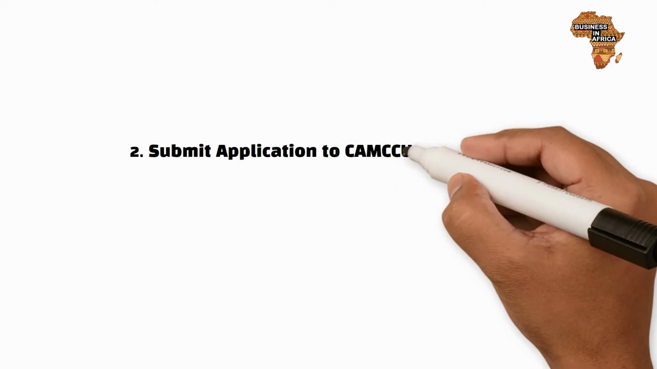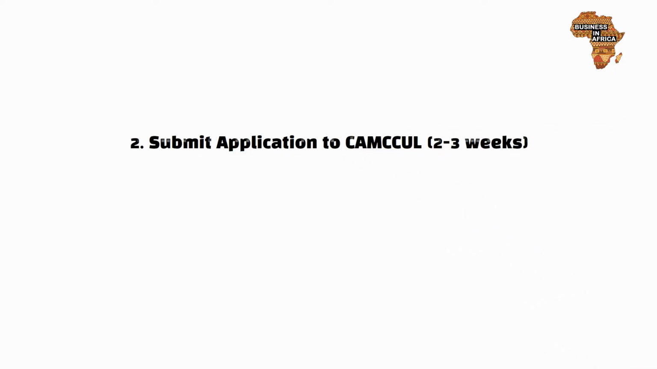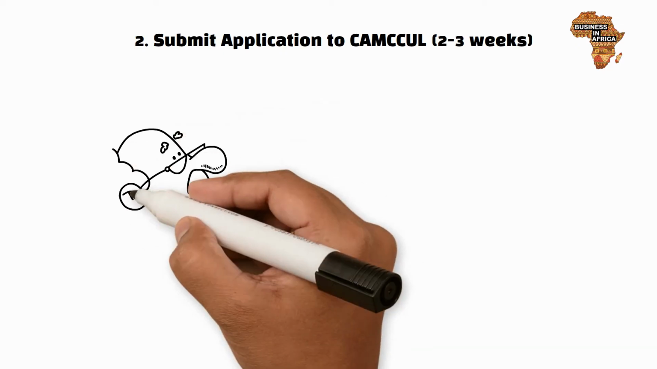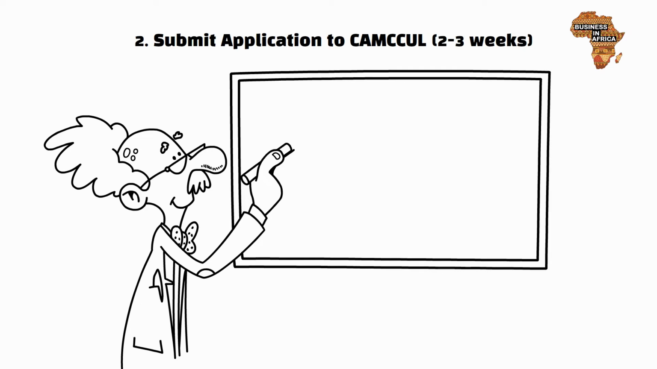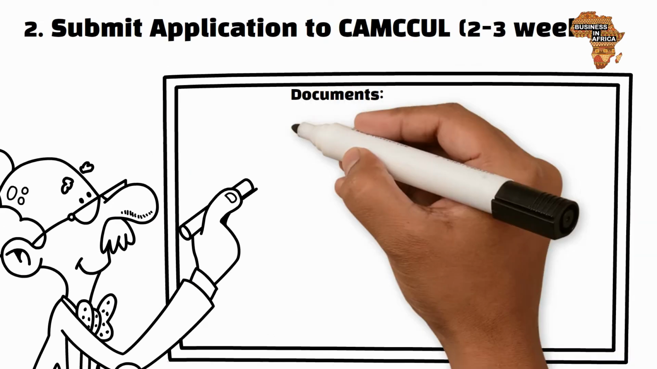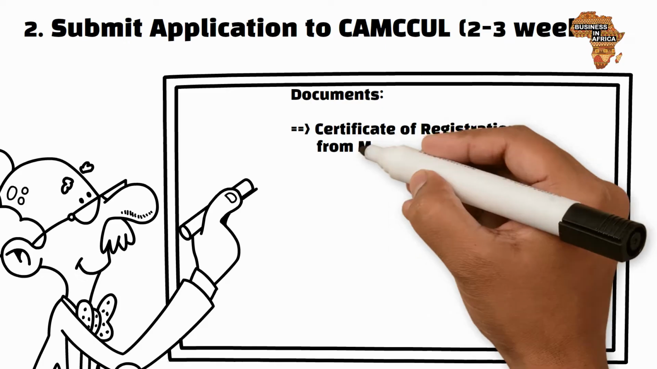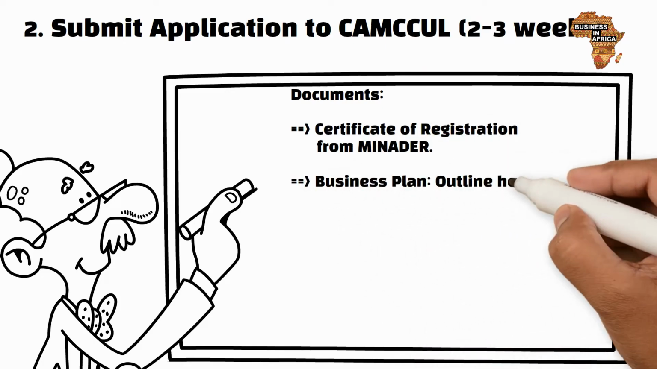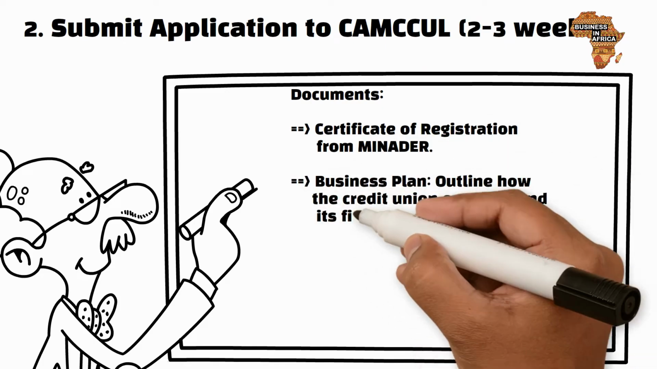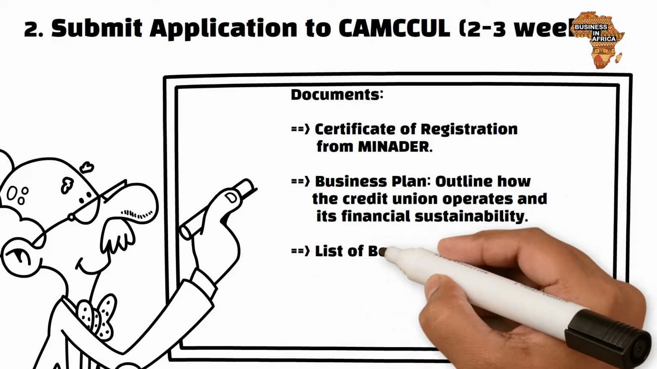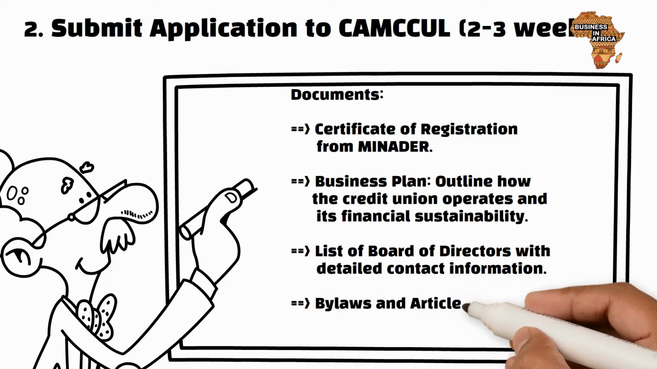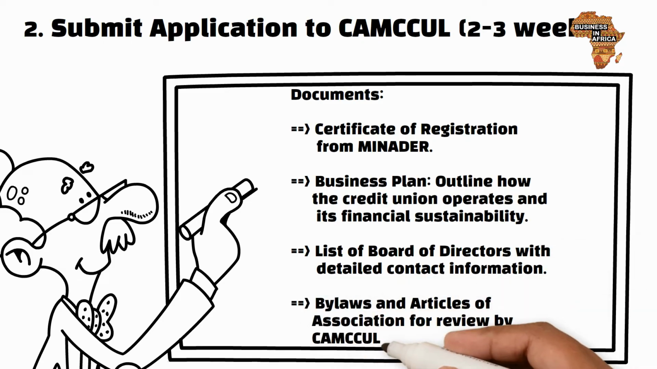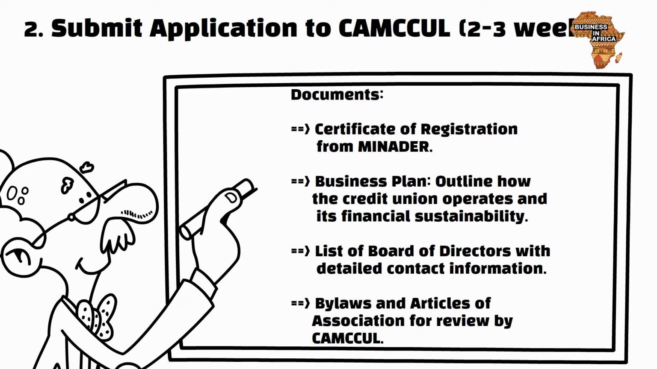Number 2. Submit application to CAMCCUL, 2 to 3 weeks. Purpose: apply for membership with CAMCCUL to access additional support, training, and benefits. Documents: certificate of registration from MINADER, business plan outlining how the credit union operates and its financial sustainability, list of board of directors with detailed contact information, bylaws and articles of association for review by CAMCCUL.